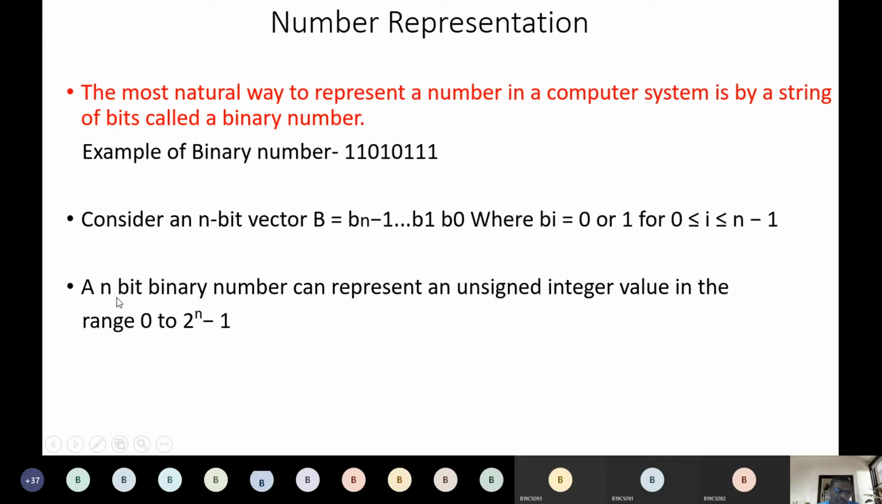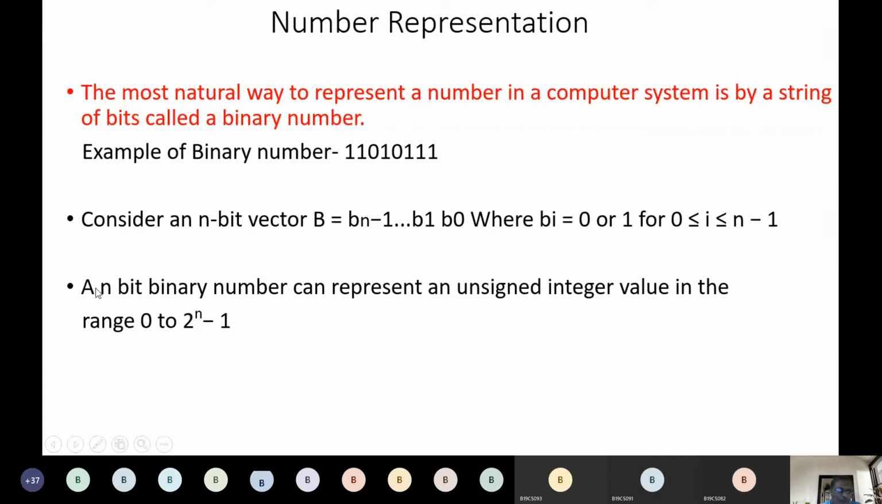For example, if n is 3, with a 3-bit binary number, how many decimal numbers can I represent? It's 0 to 2 to the power of 3 minus 1. 2 to the power of 3 is 8, minus 1, so 0 to 7 I can represent with a 3-bit binary number.